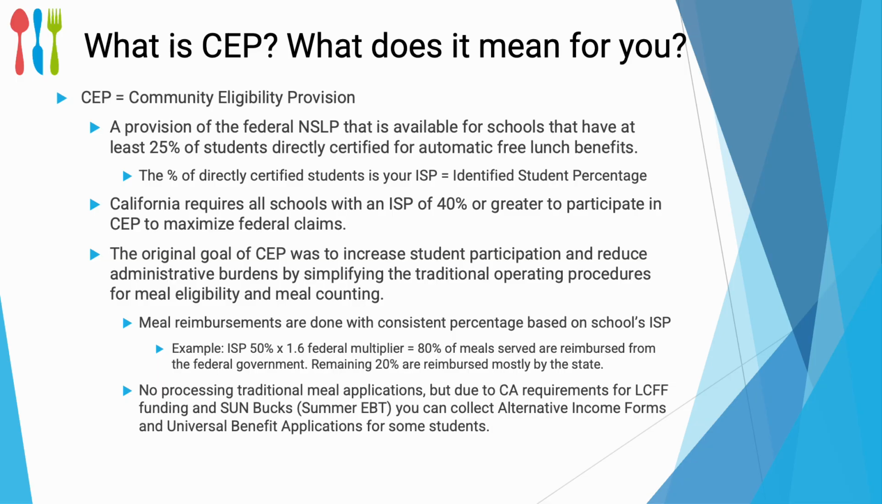It's a provision or a version of the federal National School Lunch Program that's available for schools that have at least 25% of their students directly certified for free automatic lunch benefits. For future reference, the percentage of directly certified students is what's known as your ISP, your identified student percentage. California requires all schools with an ISP of 40% or more to participate in CEP. This helps the state maximize federal claim funding.